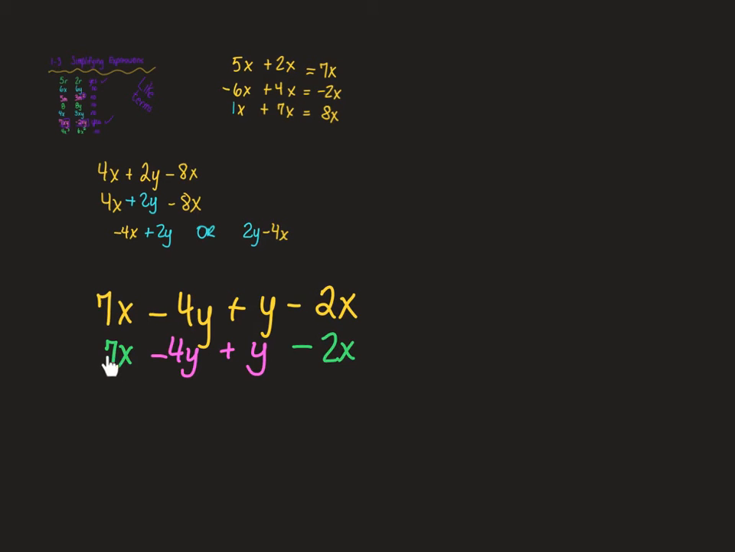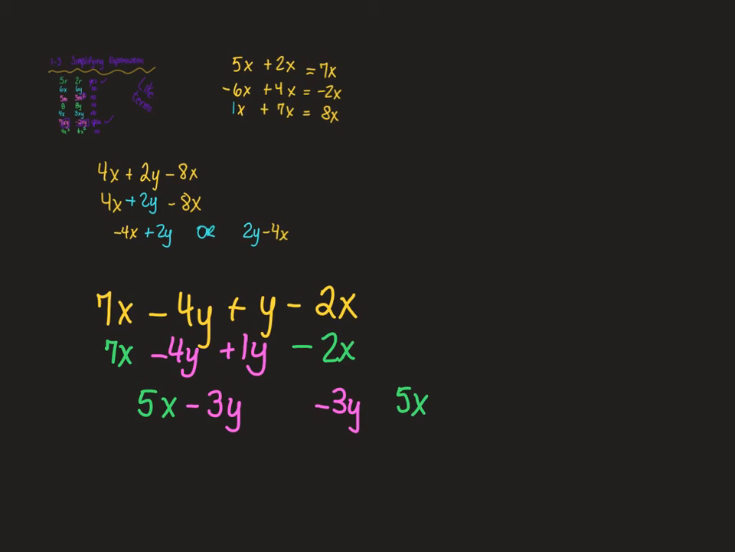Doesn't matter. So since x comes first here, I think I'll go ahead and deal with my green stuff. So my green stuff, 7 x's minus 2 x's ends up being 5 x's. A negative 4, and remember this is a 1. If there's no coefficient, it's a 1. Negative 4 plus 1 is negative 3. Negative 3y.